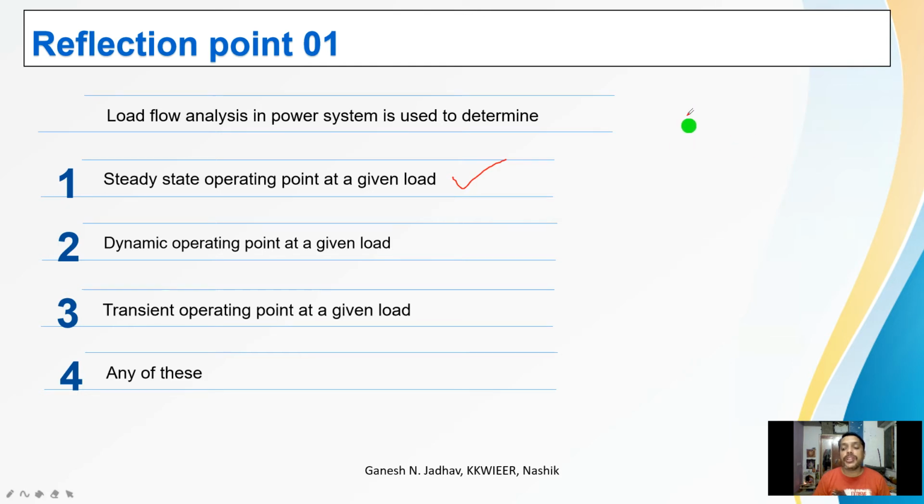For a given load, how much is the generation, how much is the line flow at a particular load, that is a static point, it is going to be determined. It is not a dynamic operating point or a transient operating point. Hope you have understood this. So let me clear this.